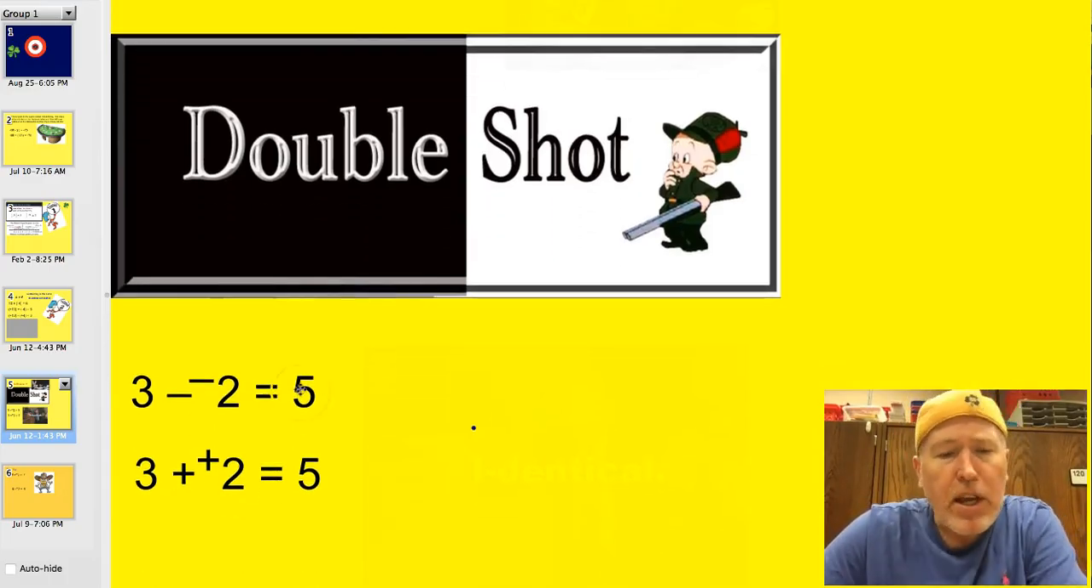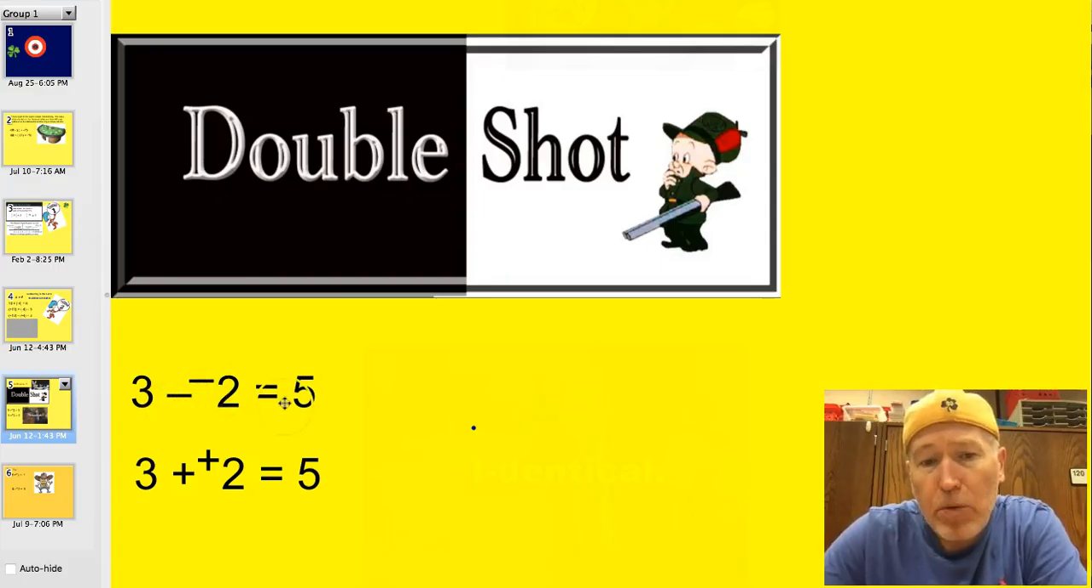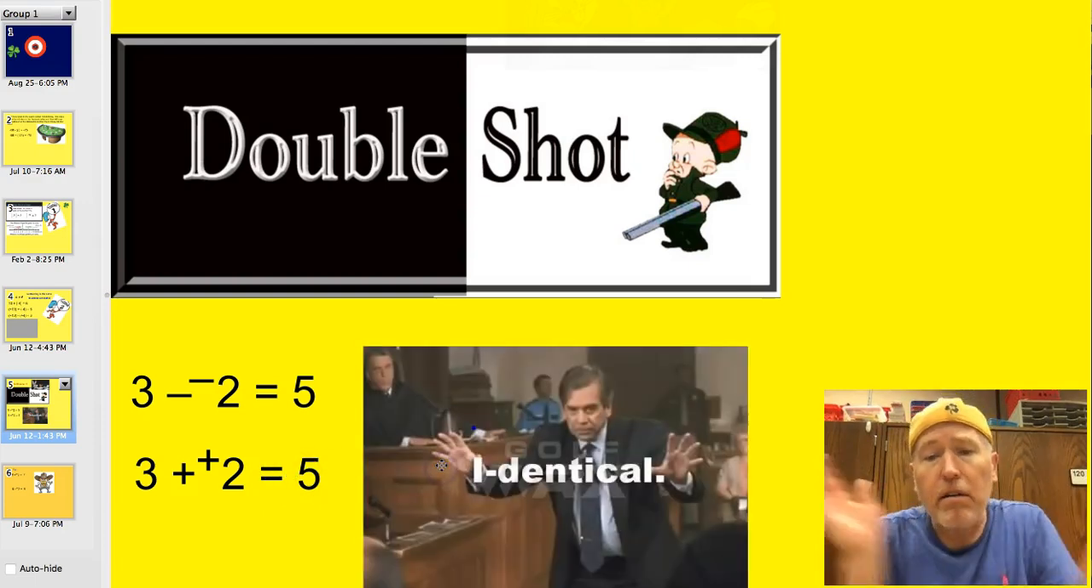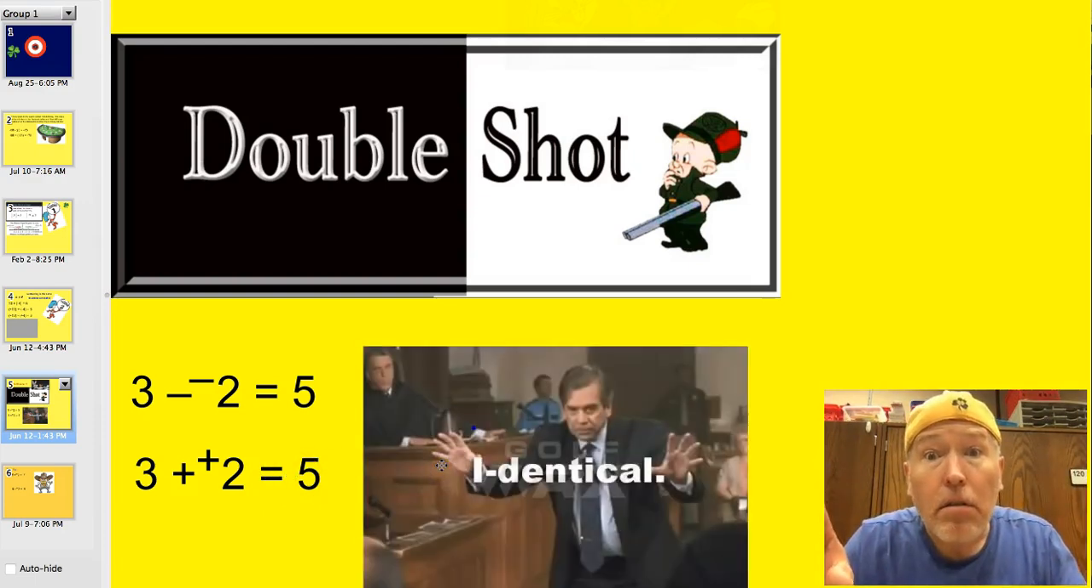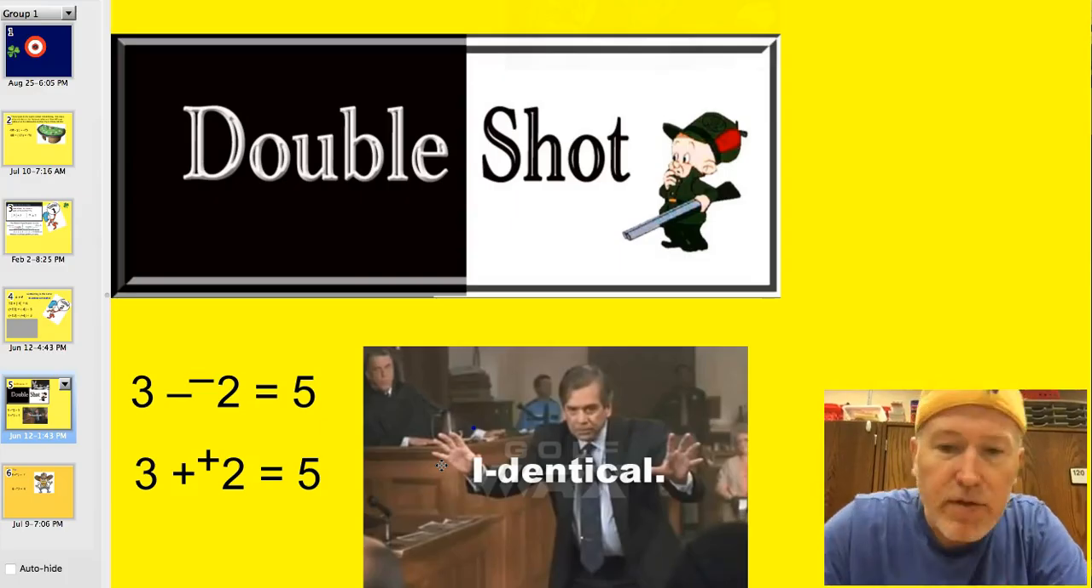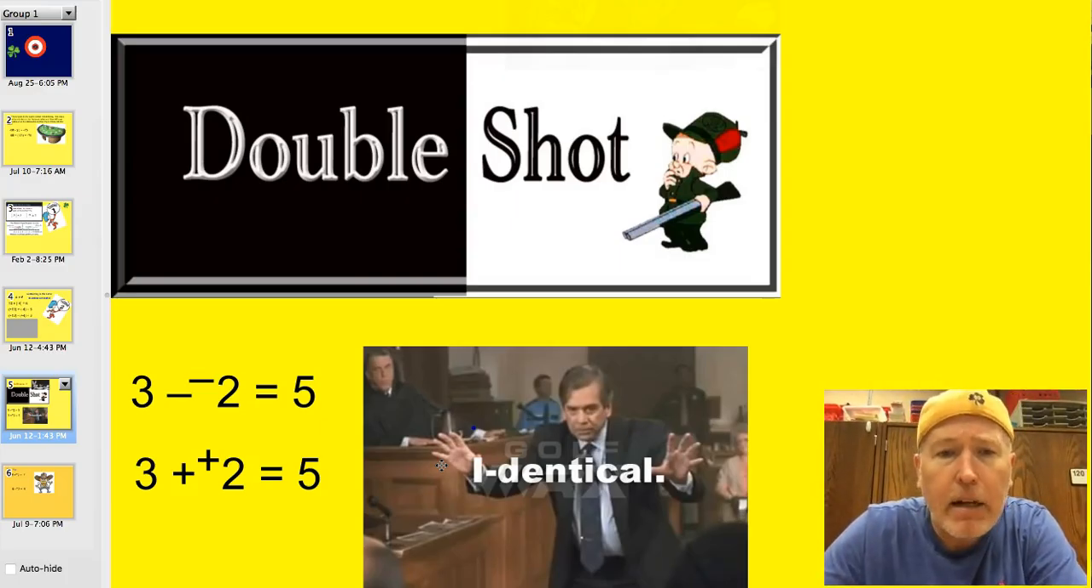Here it is. It says that 3 minus a negative 2 is actually equal to 5. 3 minus a negative 2 is the exact same thing as 3 plus 2. They are identical. Ask your parents. It's from a movie. They may have seen it. Identical. They are the exact same thing. Yes, they are. Why do we call it the double shot?